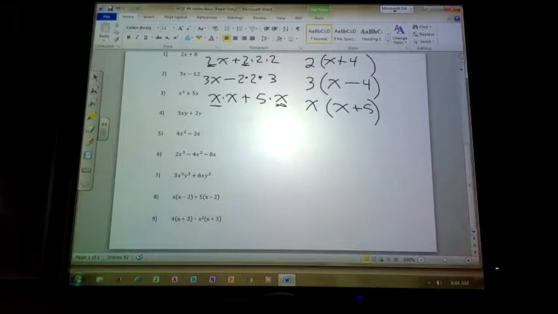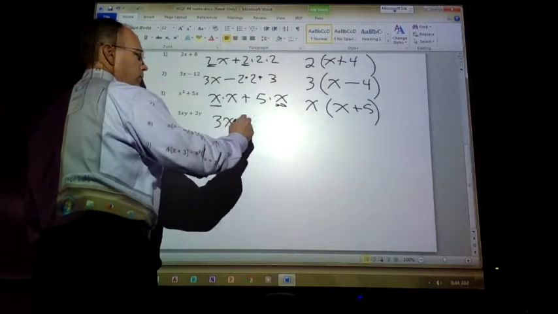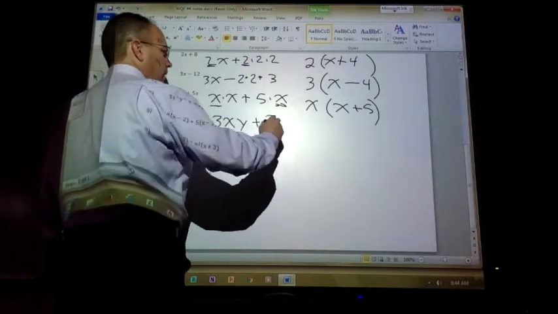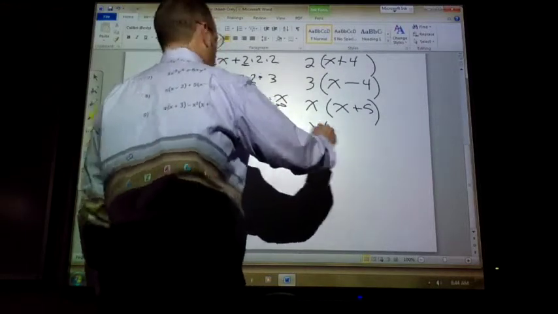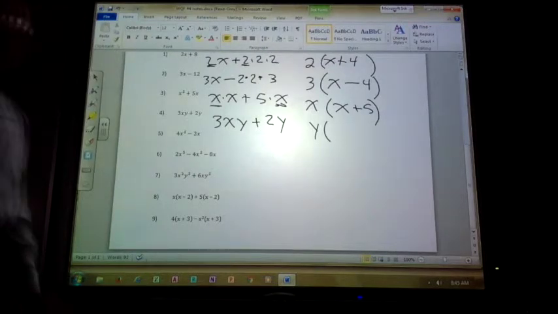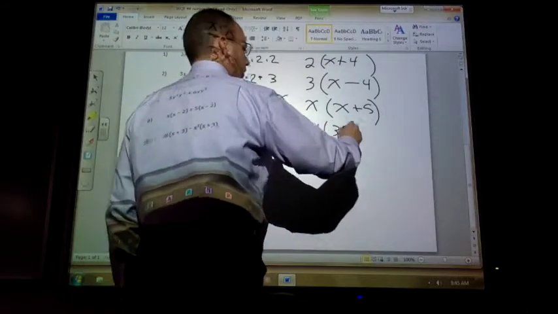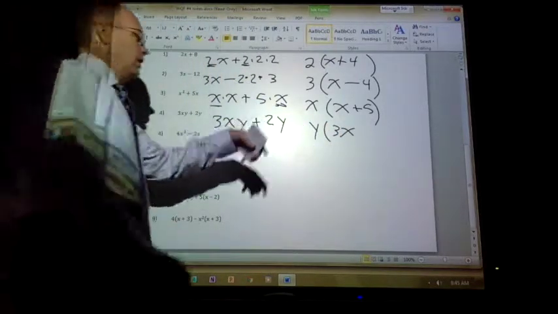Okay. Number 4, 3xy doesn't really break down, and 2y doesn't really break down. But what do I have in common between the two? A y. And if I factor a y out of 3xy, what do I have left? 3x. And if I factor a y out of 2y, what do I have left? 2. And the plus sign needs to come along for the ride.